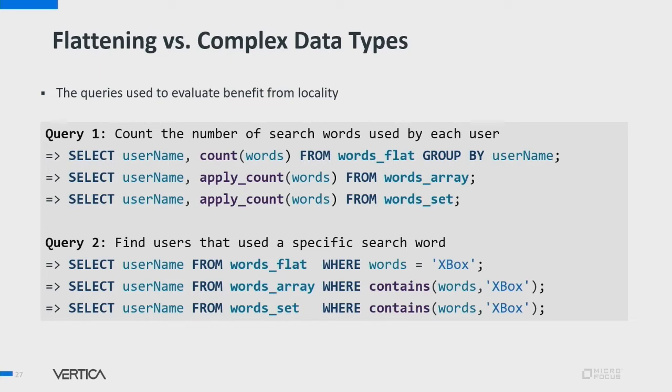The second query we ran was doing a lookup. We want to find users that specified a specific search term. So with our flattened table, we can run select username from words flat where words equals Xbox, for example. For the complex type tables, we just have to tweak this a little bit. Instead of words equals search term, we're going to use the contains function to check if our array or set value contains the particular search term instead.